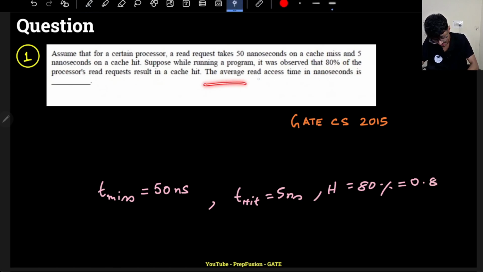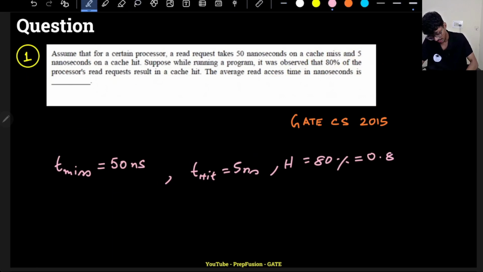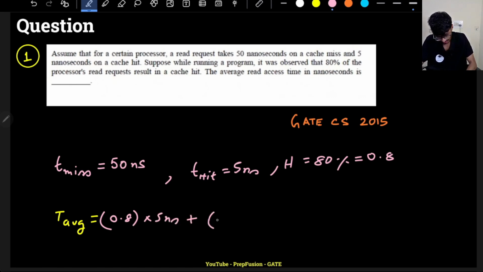Okay, the average read access time in nanoseconds. What is the average read access time? It will be H, the hit ratio, 0.8, into the time it takes me to bring that data into the CPU. If it is a hit, it is 5 nanoseconds. And plus if it is a miss, that is 1 minus h, that is 0.2, how much time does it take me? It takes me 50 nanoseconds.